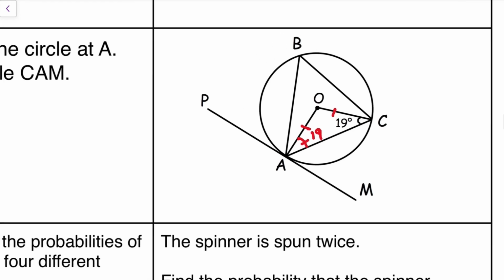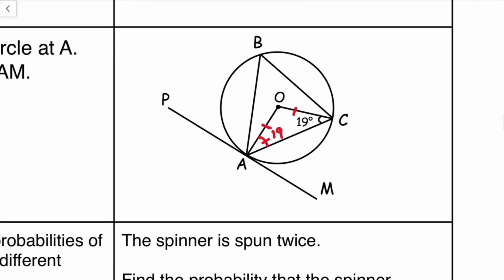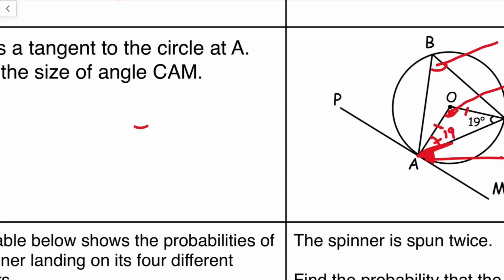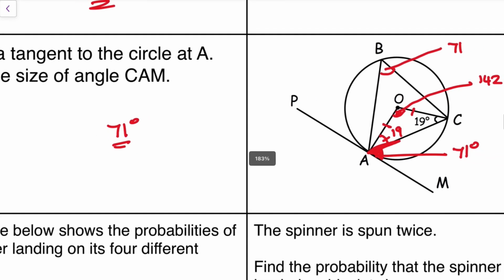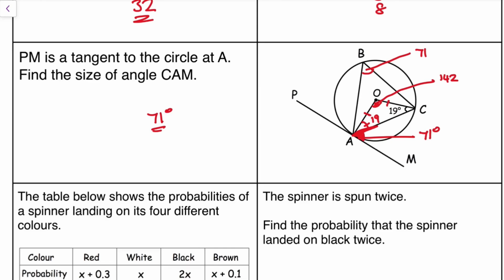So that's 19. Actually, let's go back. What do I need? CAM. So I want this angle here. Now, I know this is 19, 19, which means that this is 180 minus 38, which is going to be 142. I'll put this over here, so 142. Angle at the edge is half, so therefore this is going to be 71. And then I've done the question, because I know by alternate segment theorem that this angle here creates this triangle, so therefore this is 71. So the answer to my question is going to be 71 degrees. That's a good question. All the circle theorems almost in one go.